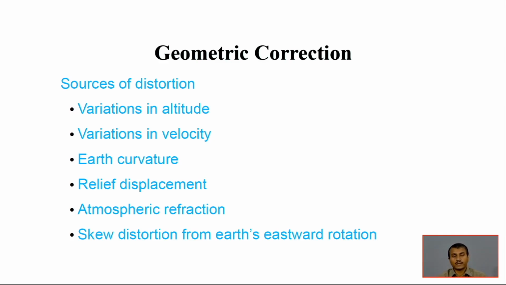Not only that, Earth curvature is not following exactly a kind of mathematical model. There are different mathematical models available with us. World Geodetic System 1984, popularly known as WGS 84. Basically, in most of the GPS systems we use that system for the Earth curvature.